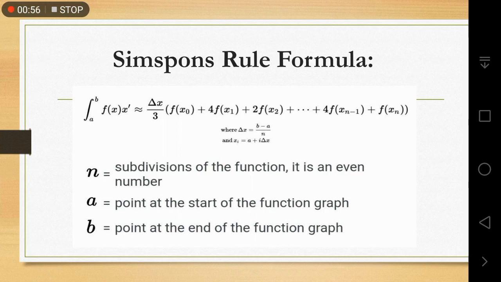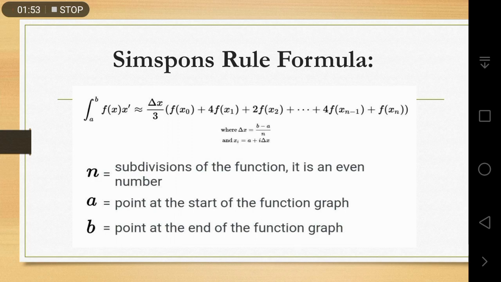The integral of f(x) dx from a to b is approximately delta x over 3 times f of x0 plus 4f of x1 plus 2f of x2 plus 4f of x n minus 1 plus f of x n, where delta x equals b minus a over n.